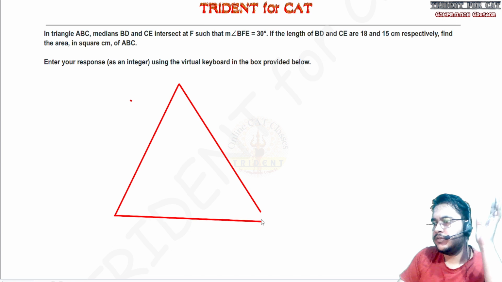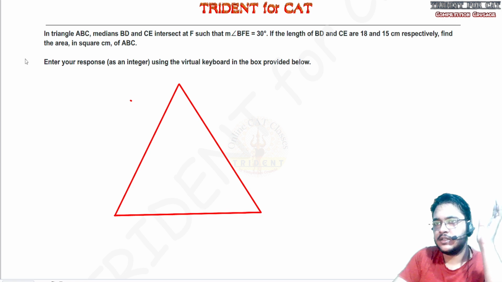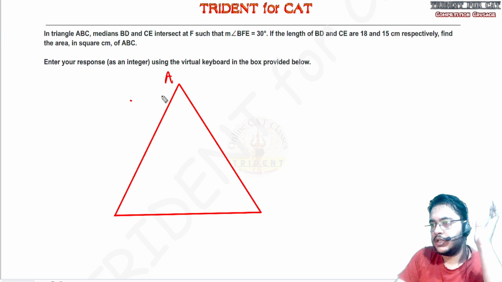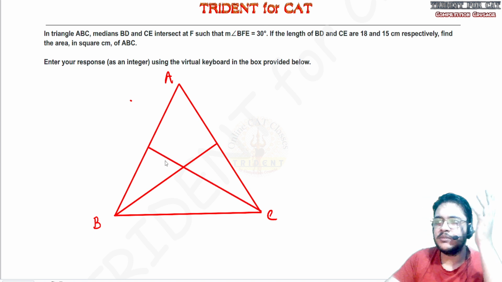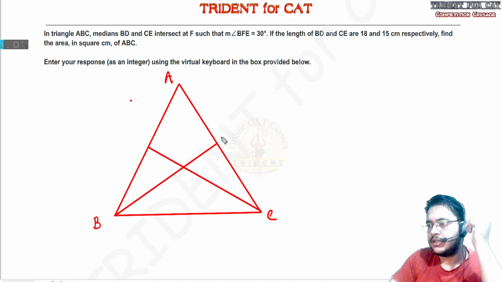I'm doing it freehand, so please ignore if there is any mismatch. So this is that triangle ABC that we're talking about. Now let's draw the medians. I'm fine if it is not looking that much like a median, but you have to keep the ideas intact.